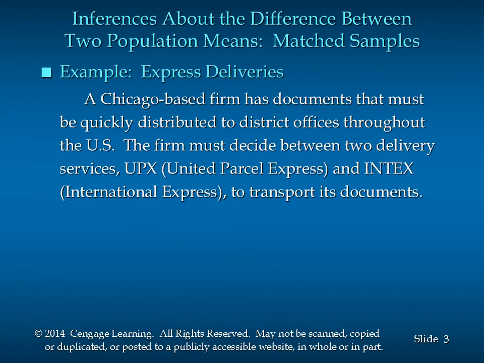Best way to do this is to go through an example. Here you have a Chicago-based firm that's trying to decide whether to go with United Parcel Express versus International Express. So they're going to run a test, and they're going to send documents out to 10 different locations and figure out which one has the quickest delivery times.